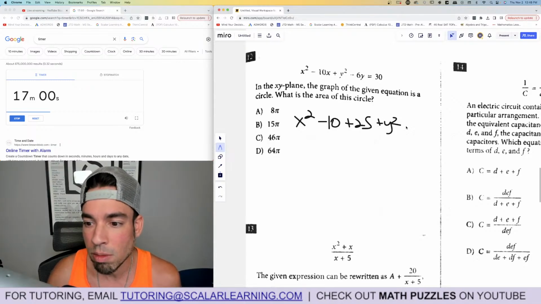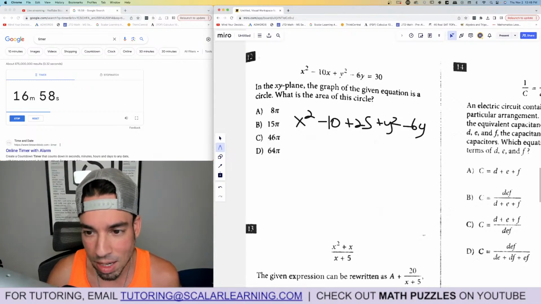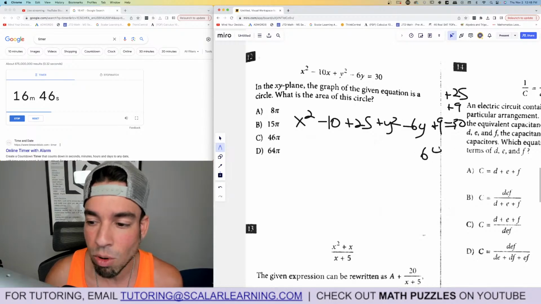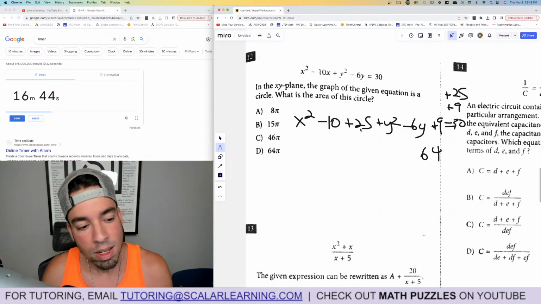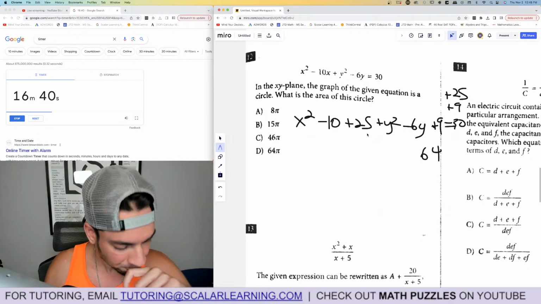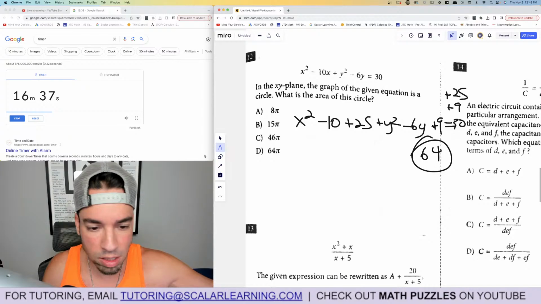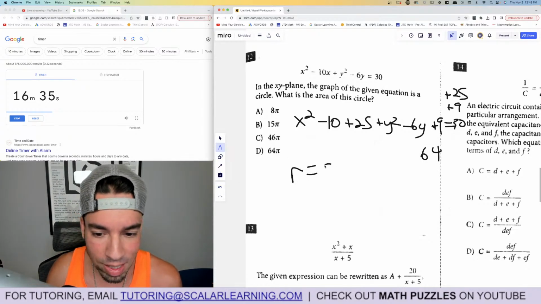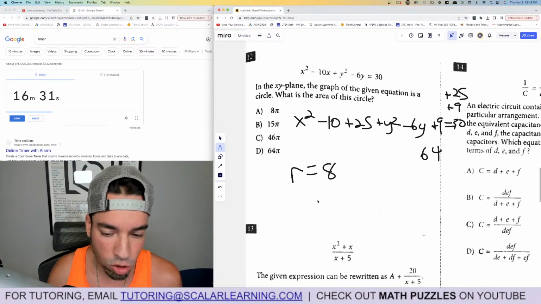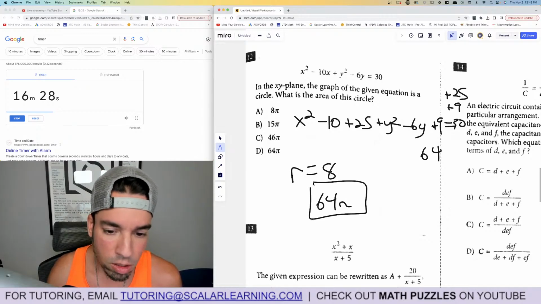Plus y squared minus 6y. Again, complete the square. Take half of that: negative 3 squared is 9. Equals 30, but we're adding the 9 and the 25. So 25 plus 9 is 34, plus 30 is 64. Now, I don't care about the left side because that's going to show me the center. They're not asking about the center. We need the area, which means we need the radius. So the radius squared is this constant, 64, which means the radius is 8. And to get pi r squared for the area, it's 8 squared, 64, times pi. So 64 pi is the winner.